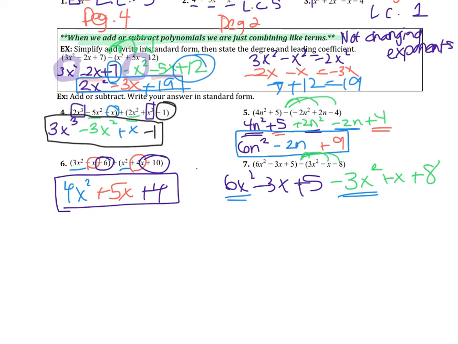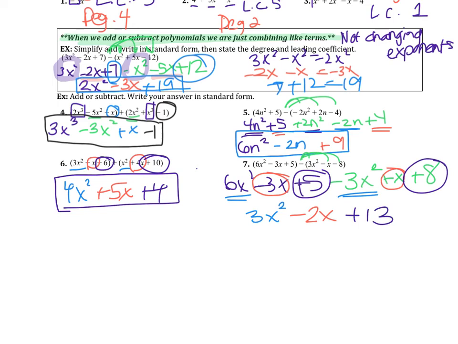6x squared minus 3x squared. If I have 6 of something and I take 3 of it away, I now have 3x squared. Negative 3x and positive x is going to give me negative 2x, negative 3 plus 1. And lastly, 5 plus 8 is going to give me 13. So when I subtract these two polynomials, I end up with 3x squared minus 2x plus 13.